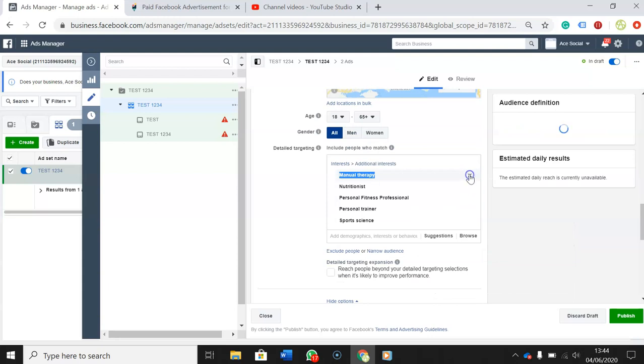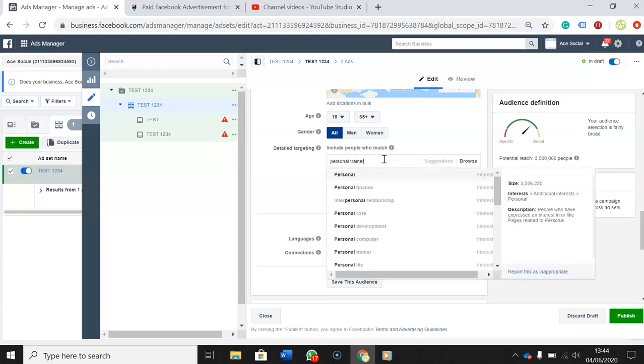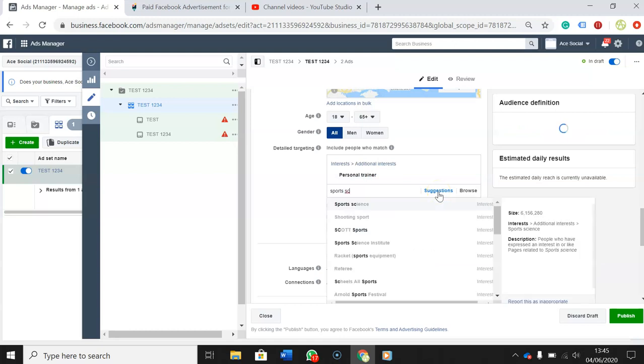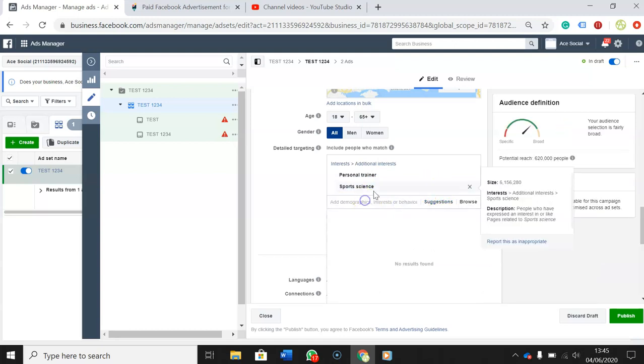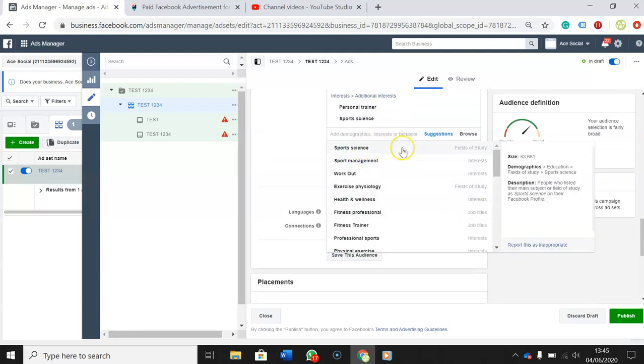What I'm going to do now is just show you some little tips here. So if we type in something quite specific, well, obviously personal trainer, because anybody who's shown interest in personal trainer, and then we can go sports science. And then if we click on suggestions, it will give us things that are related. So you can get people who have studied sports science, sports management, workout. That's quite a broad one. As you can see there, it says 83 million in that. This one here, sports science, is only 83,000. So if you look at the sizes, then you can see how broad they are.